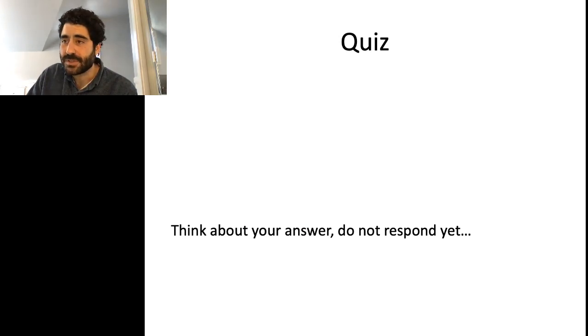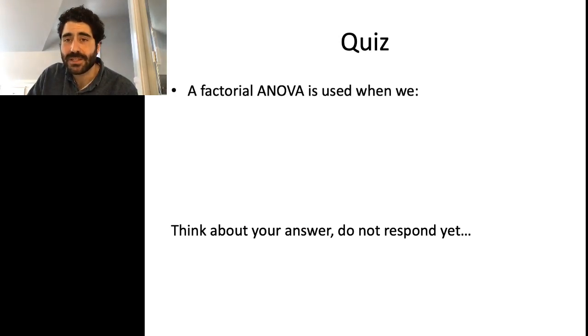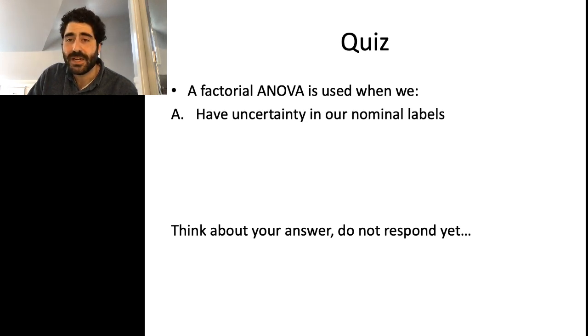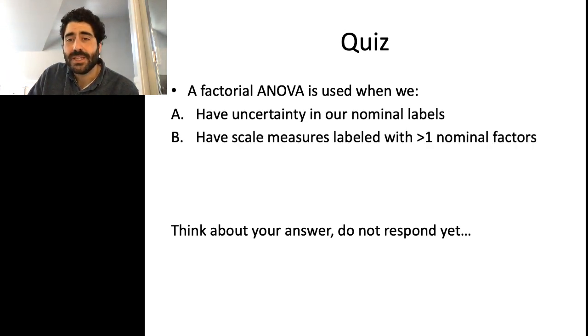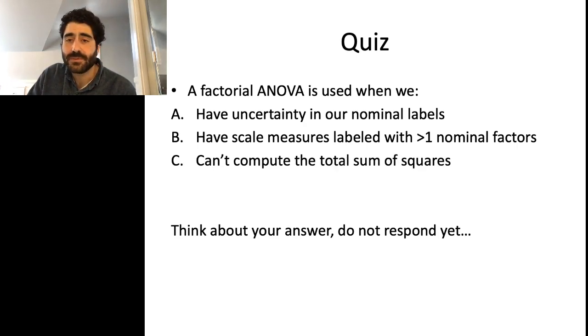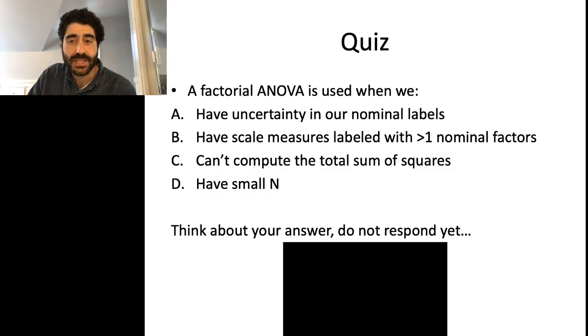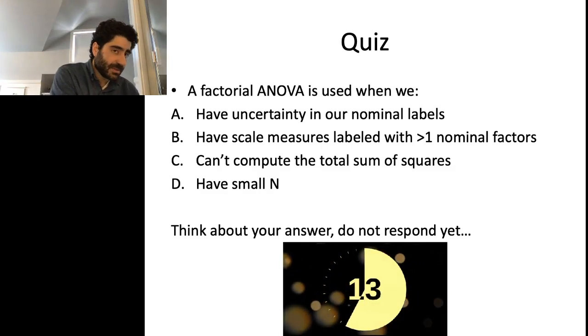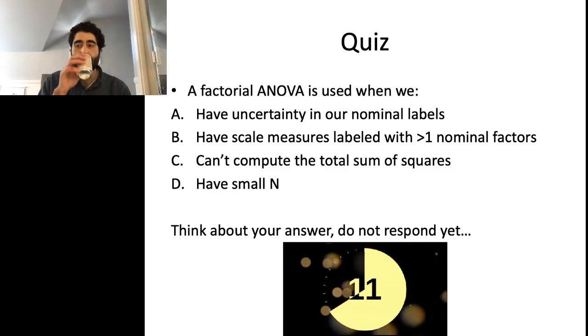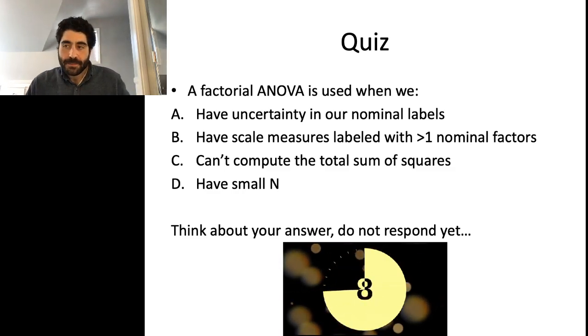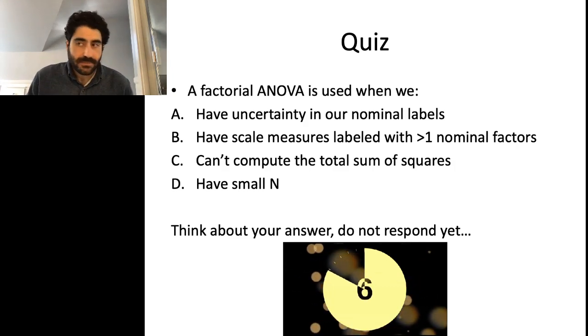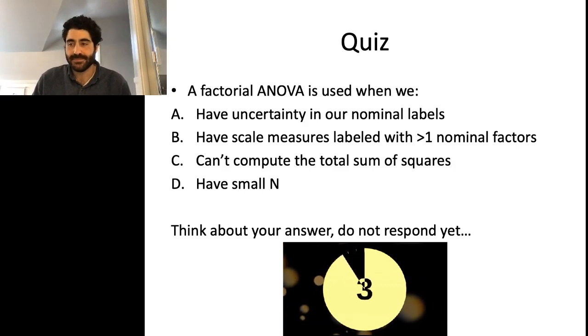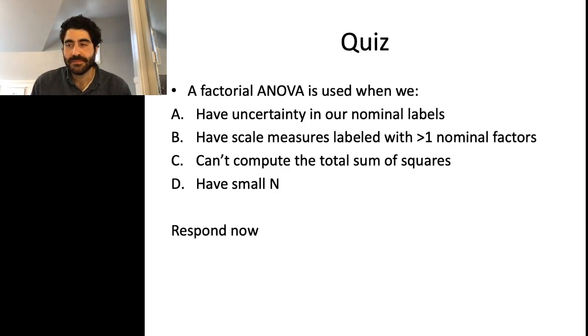Okay. So based on what we just talked about, a factorial ANOVA is used when we A, have uncertainty in our labels, B, have scale measures that are labeled with multiple nominal factors, C, we can't compute the total sum of squares, or D, we have a small number of subjects. Okay, so what's the definition of a factorial ANOVA?